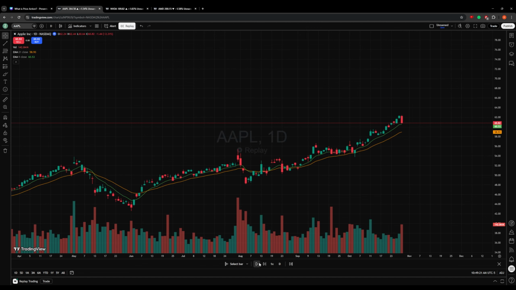And you can see that price dropped all the way down onto the 21 and very quickly scalped all the way back up, which then led to more gap ups and an even higher run up again.